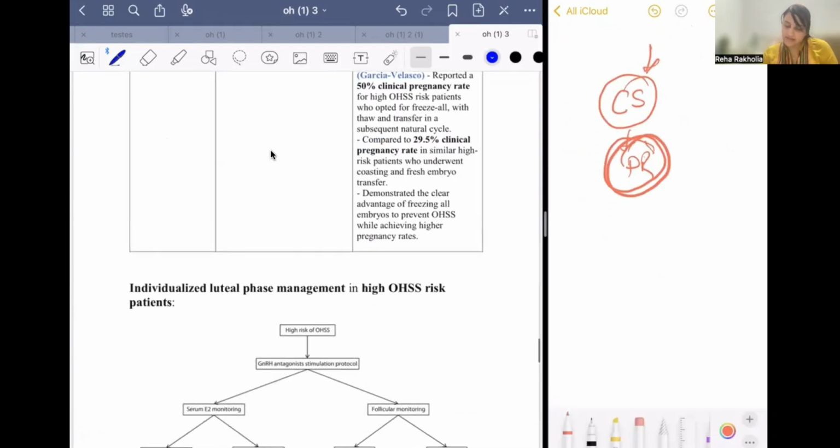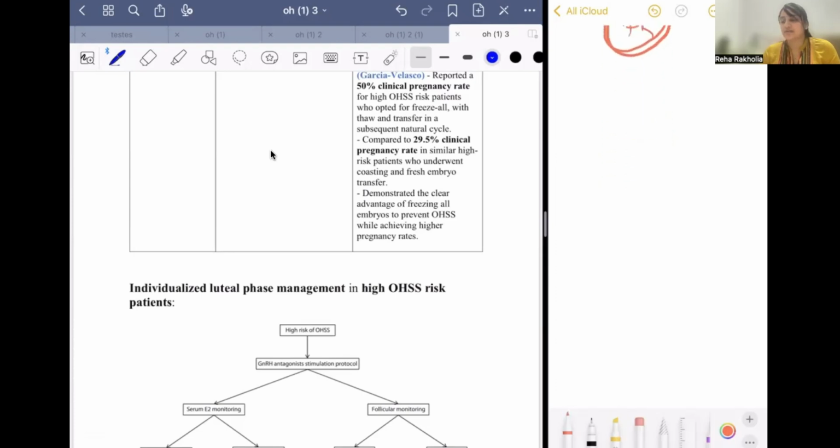So, choosing the right luteal phase support strategy. The decision on which luteal phase support approach to use depends on multiple patient-specific factors, including serum estradiol level, follicular count, and prior response to ovarian stimulation. By tailoring the luteal phase support to each patient's individual needs, fertility specialists can optimize pregnancy success while minimizing the OHSS risk.